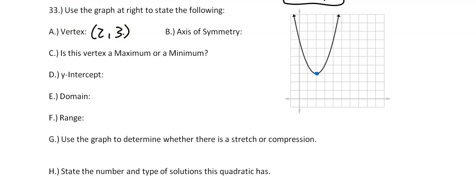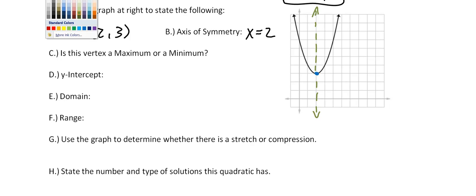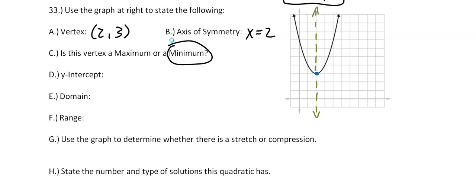And then the axis of symmetry, remember the axis of symmetry is always x equals the x value from the vertex. You can see it on the graph. The mirror image of this thing is right here. That's the line that cuts this thing in half. And that's the equation x equals 2. And then the next question, is the vertex a maximum or minimum? Well, the vertex is at the very bottom of this thing, so that is a minimum value.